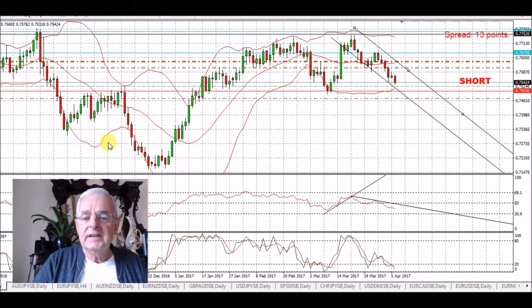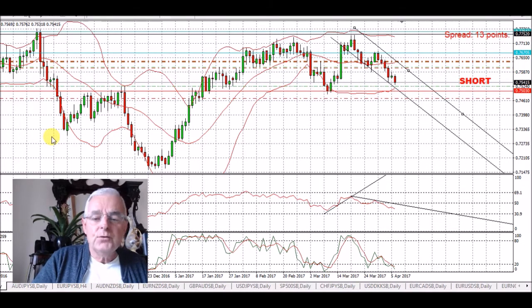We'll start as usual with the AUD USD. We've seen quite a fall in that last night. It's now below the 50. As long as the RSI continues there below the 50 and the commercials are negative, I'll stay in this pair. I see this as the start of a good downtrend.